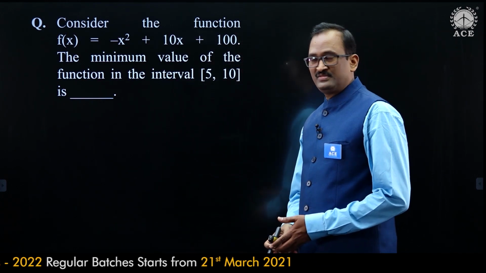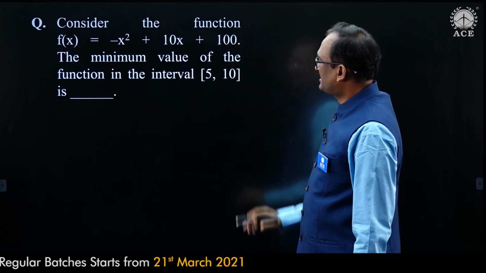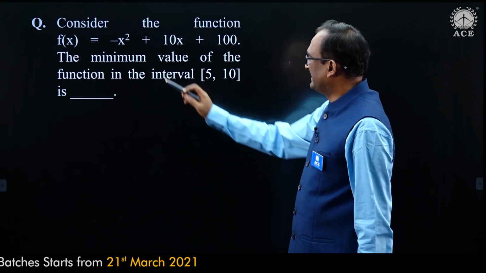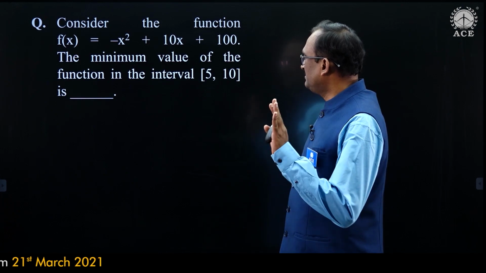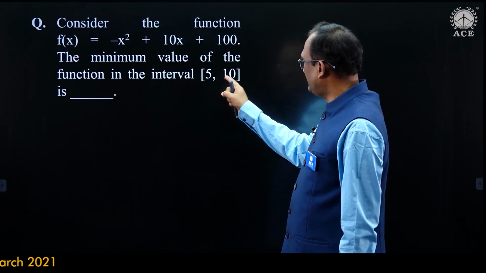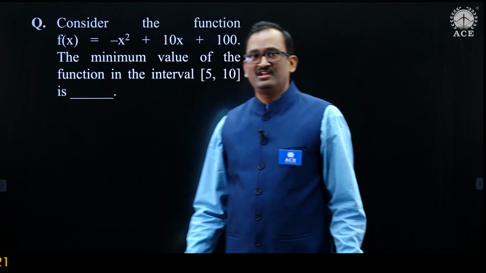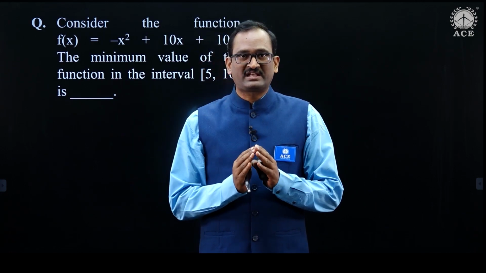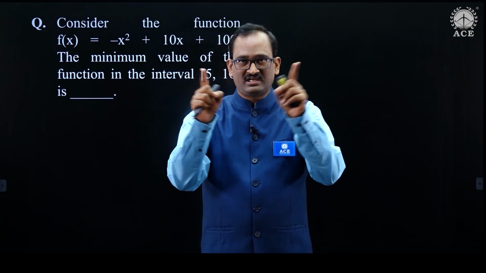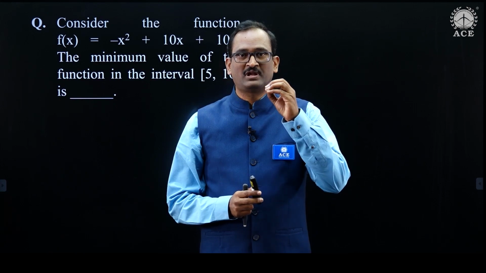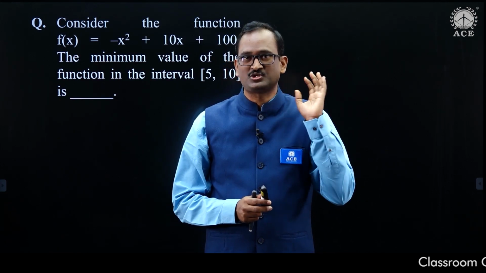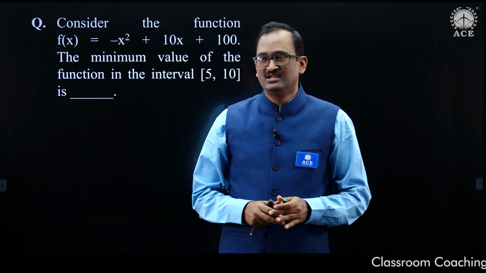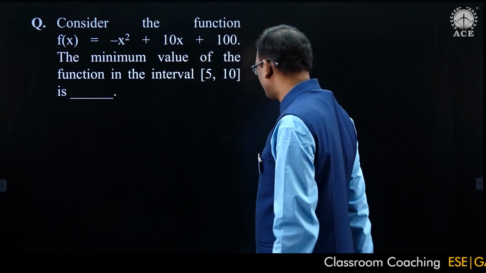Read the given problem. Consider the function f of x is equal to minus x square plus 10x plus 100. The minimum value of the function in the interval 5, 10. Whenever you are asked to find maxima and minima in certain interval, that meant for global maxima and minima, I mean absolute maxima and absolute minima, we need to find. So first of all, take the given function.